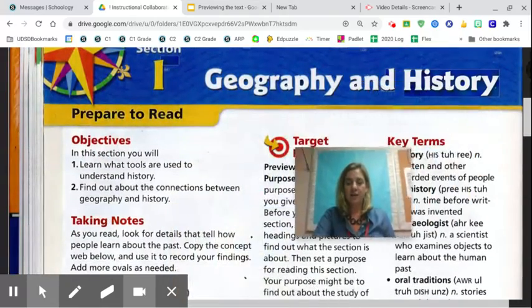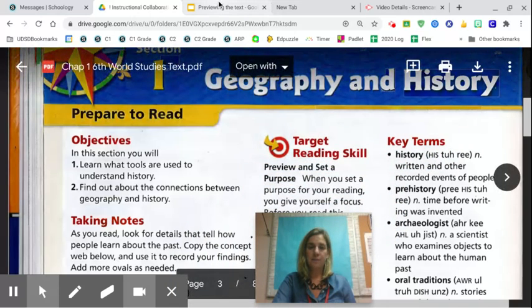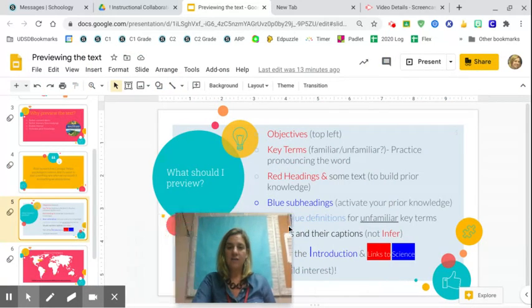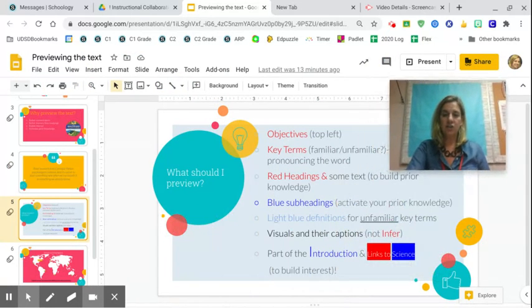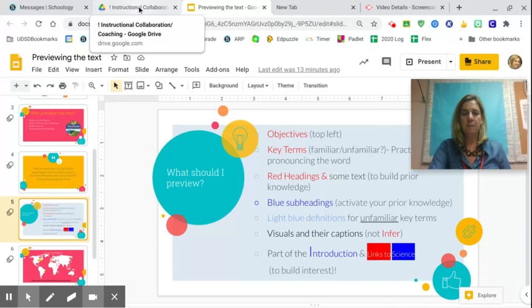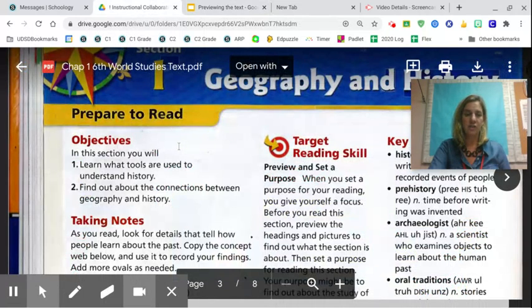All right, let's go ahead and see what we have next. Let me double check my previewing sheet. Okay, I have the objectives, the key terms, the red headings, the blue subheadings, light blue if I need them, but I've already previewed the key terms, obviously visuals and captions. Then I recommend that you go to the introduction and the links to science to build interest, because we know how important that interest is. So let's head back into our text and look at the objectives.